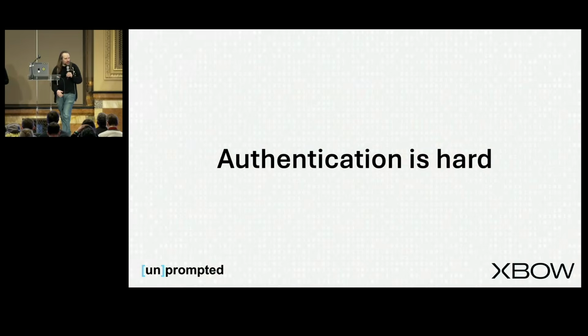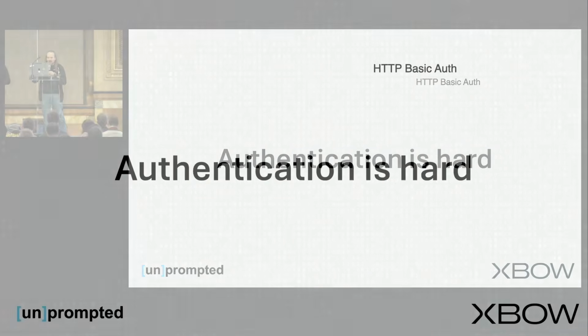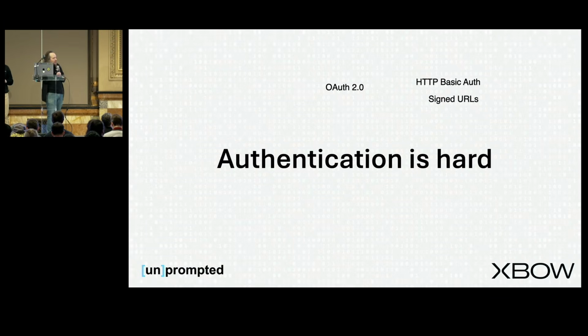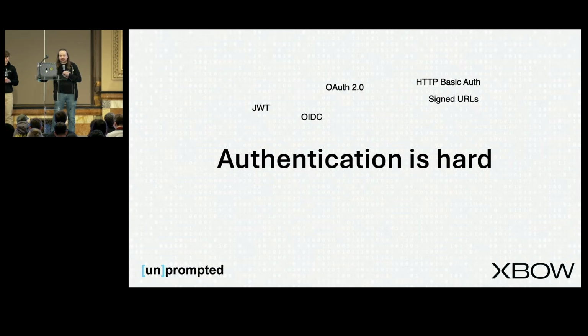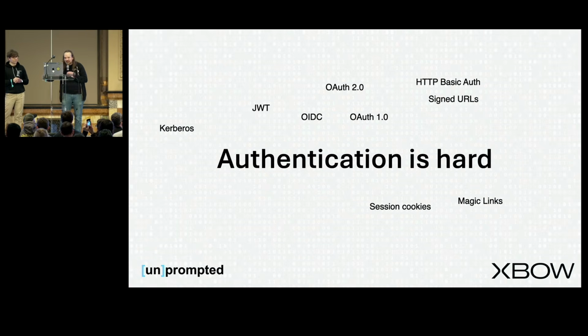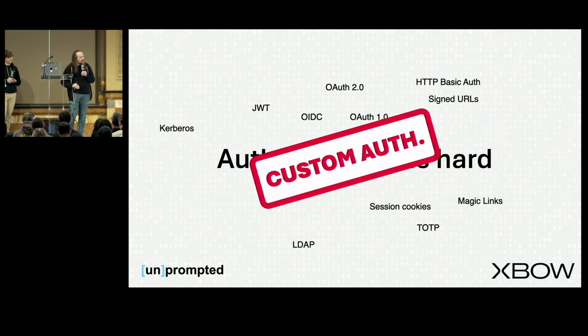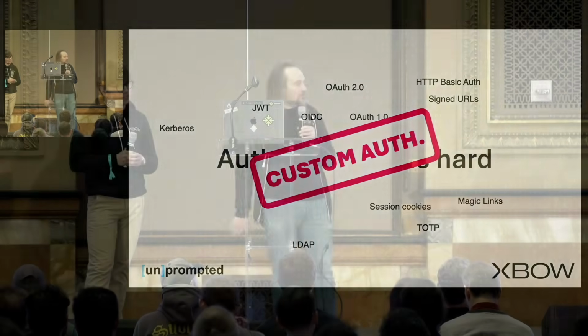But yeah, the moral of the story is that authentication is actually very hard, right? And why is it hard? Well, there's so much of it. We have HTTP basic auth. We've got OAuth 2.0, signed URLs, JWTs, OIDC, OAuth 1.0, Kerberos, magic links, session cookies, TOTP, LDAP. But what I think is probably one of the most common auth mechanisms in the world is custom auth, right? Where the developer just said, yeah, I'm pretty sure I know how to do this, wrote their own auth system, set up all their own authentication, authorization checks, and shipped it, okay?